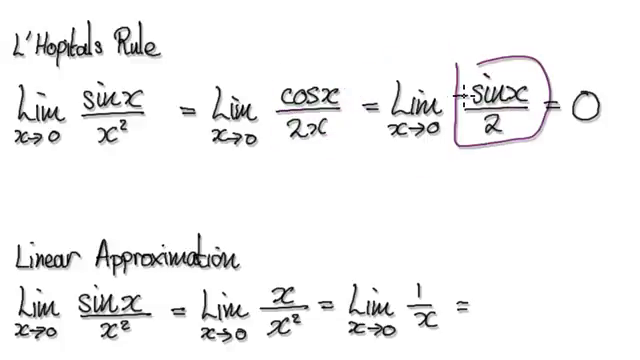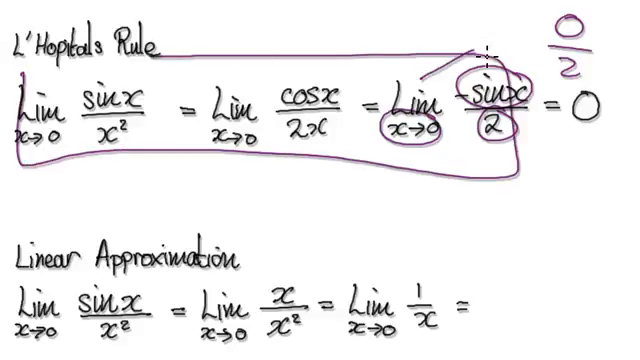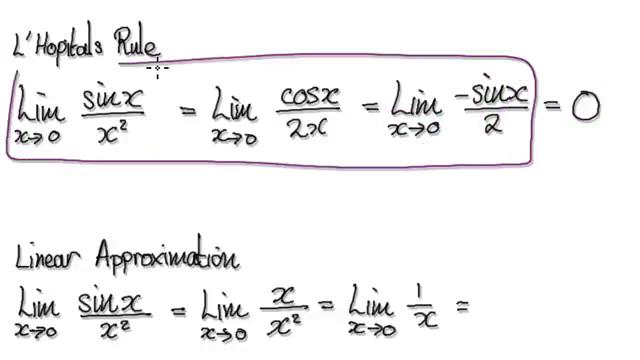Now, when you're here, as x tends to 0, this thing here will be 0, and this thing here will be 2. So according to this method, you are heading towards 0, because 0 over 2 is 0. So the limit here is 0.